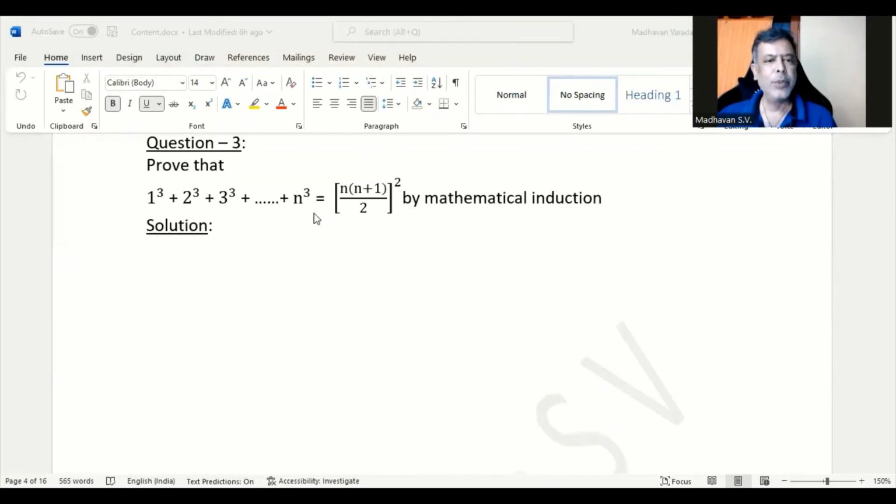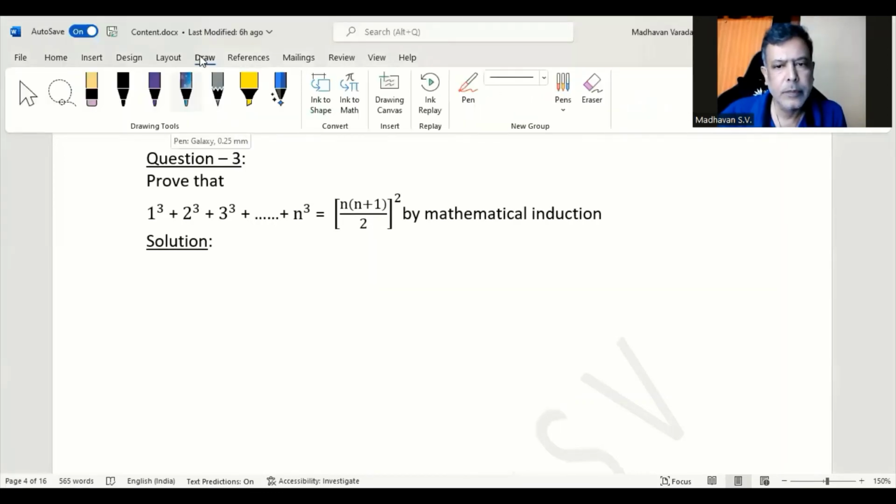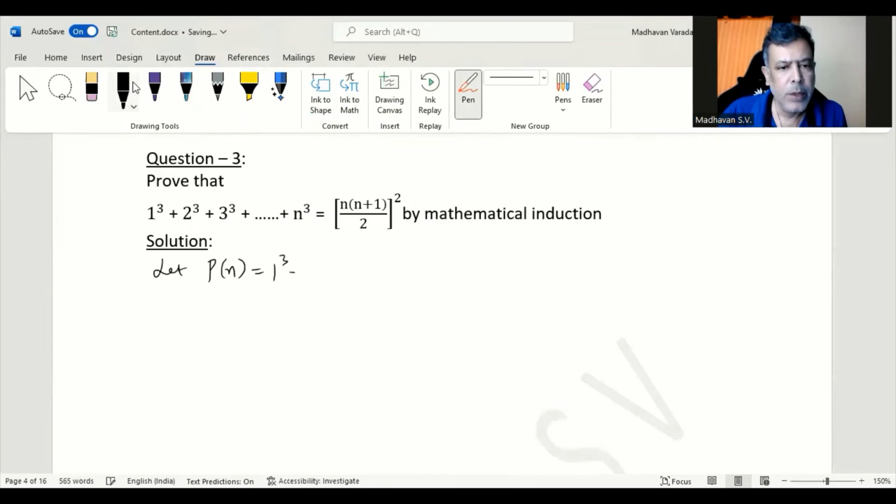In this question, we need to prove that 1 cube plus 2 cube and so on up to n cube is n into n plus 1 by 2, the whole square, using mathematical induction. So let us first consider the given formula as a statement. Let p of n be 1 cube plus 2 cube and so on up to n cube, given as n into n plus 1 divided by 2, the whole square.